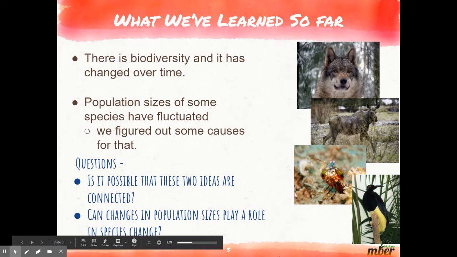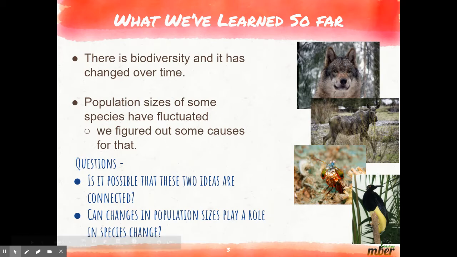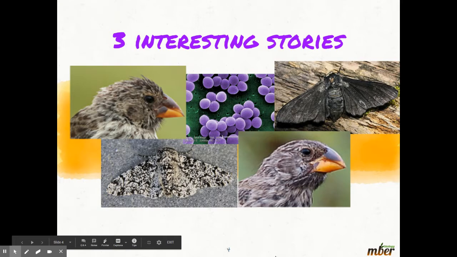So what we've learned so far, we've learned that there's biodiversity and that it has changed over time. We've learned that population sizes of some species have fluctuated, and we figured out some causes for that. But is it possible that these two ideas are connected, and can changes in population sizes play a role in species change? Well, let's see. So I'm going to tell you about 3 interesting stories.